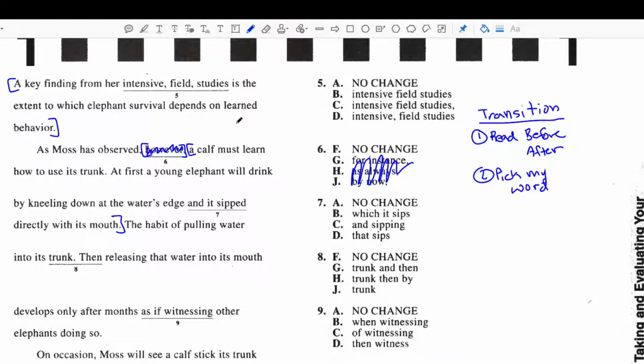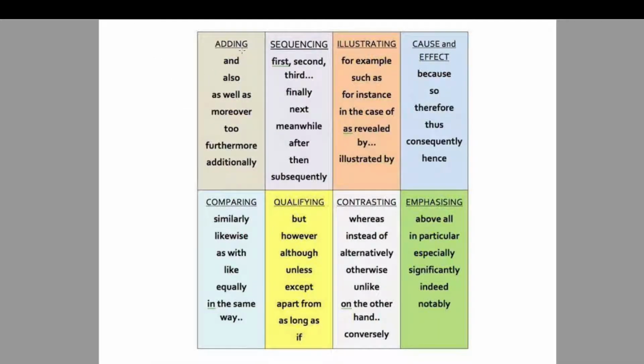So what I did was I read before and I read after, and if I were to pick my own word, I would probably pick for example. "As Moss has observed, for example, a calf must learn how to use its trunk." Right, that's an example of a learned behavior that we mentioned before. But if you weren't quite sure, you could rattle off a few of these in your mind, and you would recognize that illustrating is the correct category that I'd be looking for. And I picked for example because that's the one that pops into my mind the best, but honestly, you could have used any one of these, and this is not a finite list.